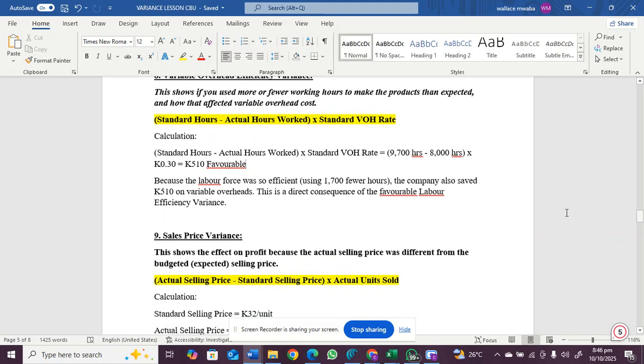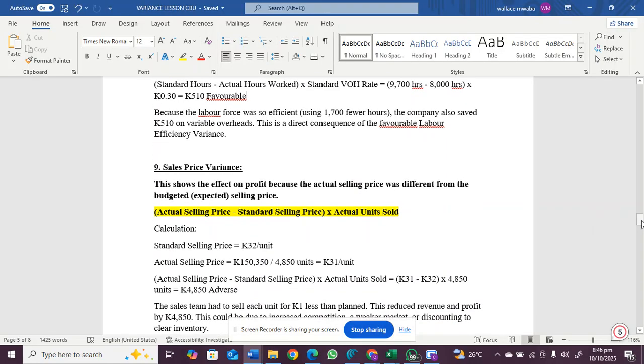Then we've got sales price variance. Now remember, when you hear price variance for sales, it's now actual minus standard. Anything to do with sales and revenue, it's now actual minus standard. So it's the actual selling price minus the standard selling price times the actual units sold.